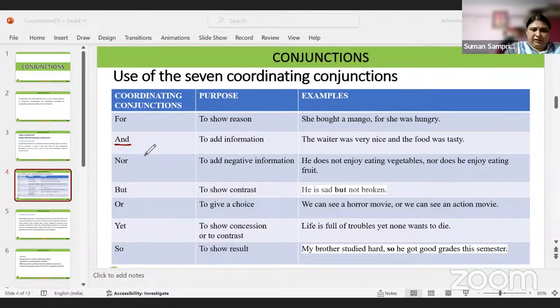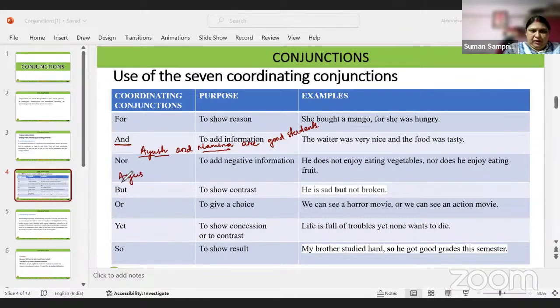Suppose I will write here, "Ayush and Momina are good students." Suppose this is a sentence I have written. Okay. So what did I do here? I have joined two words. Right.